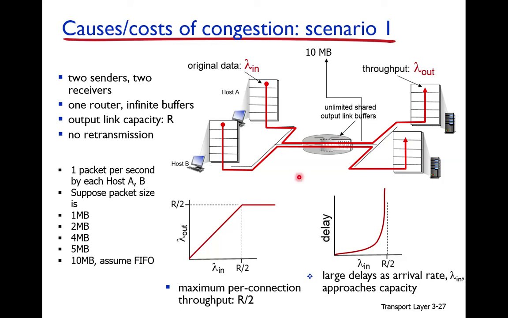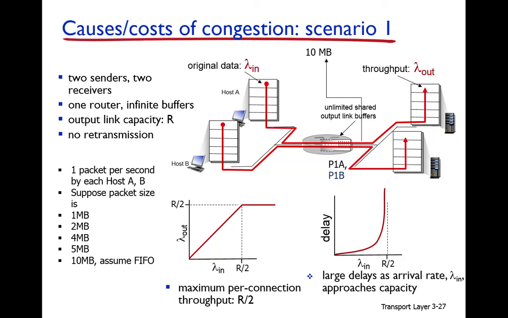But suppose the packet size is 10 MB and two packets arrive. Each packet is 10 MB, so 20 MB data arrives. But the link is 10 MB, so 10 MB will be transmitted and 10 MB will be stored in the queue. You can see that when the first batch of packets arrives, for example P1A, the packet from host A, and P1B, the packet from host B, each packet is 10 MB. The first packet, P1A, will be transmitted and P1B will be stored in the queue.